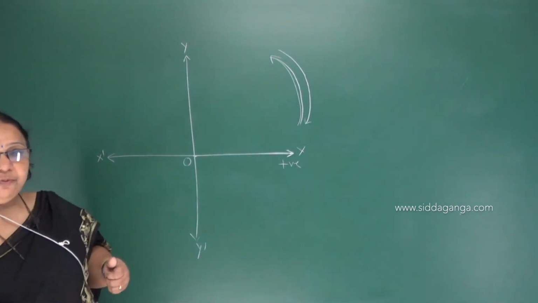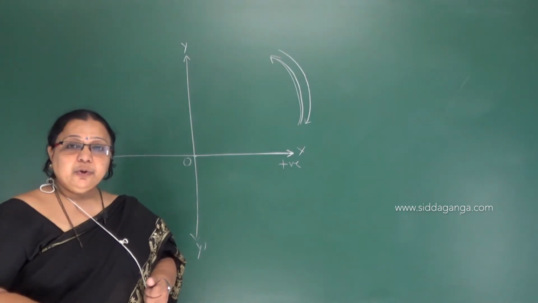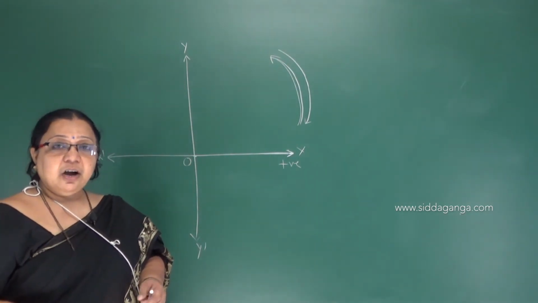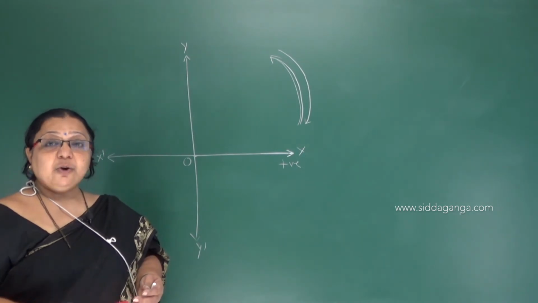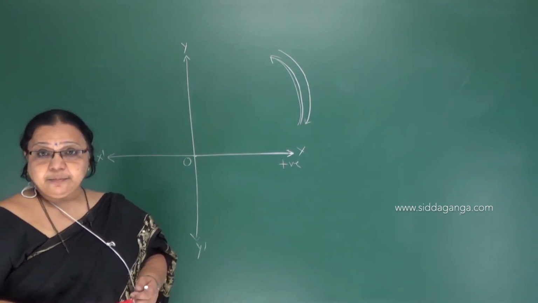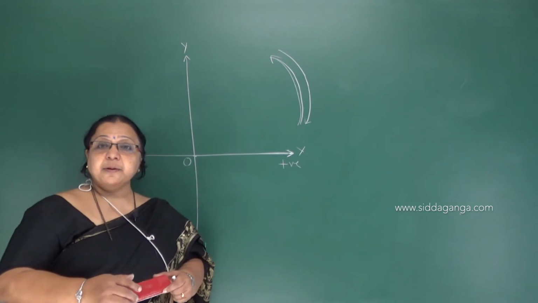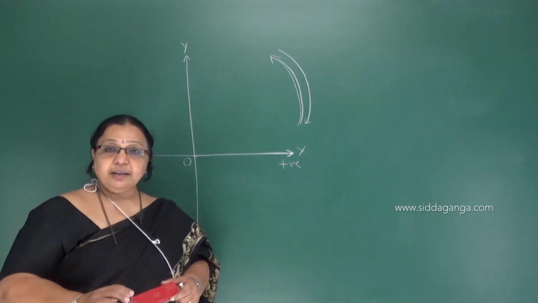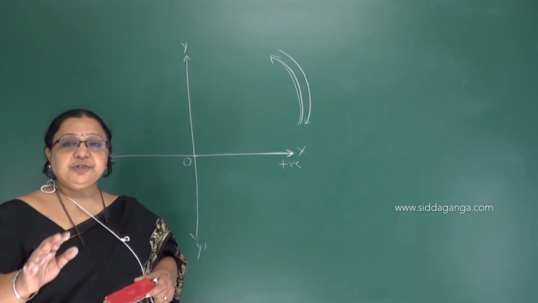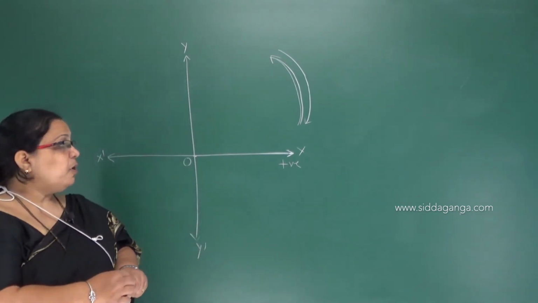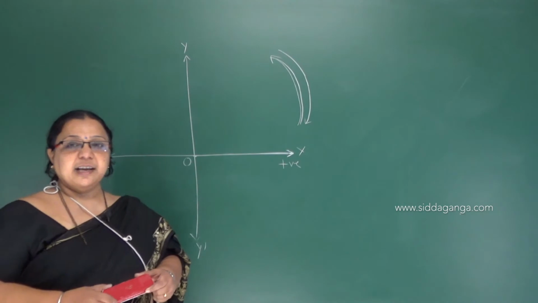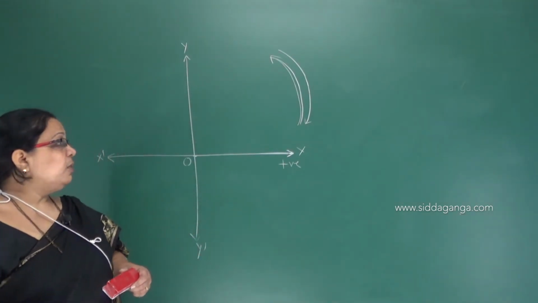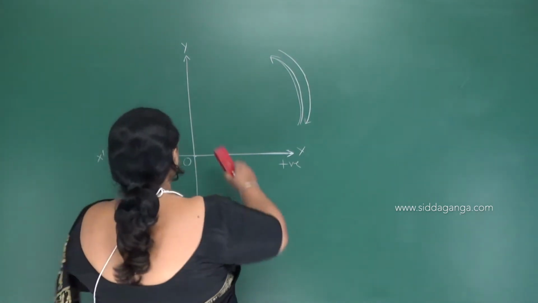Now we come to know about the slope of a straight line. How to find the slope of a straight line? There are three methods or three formulae to find the slope of a straight line.